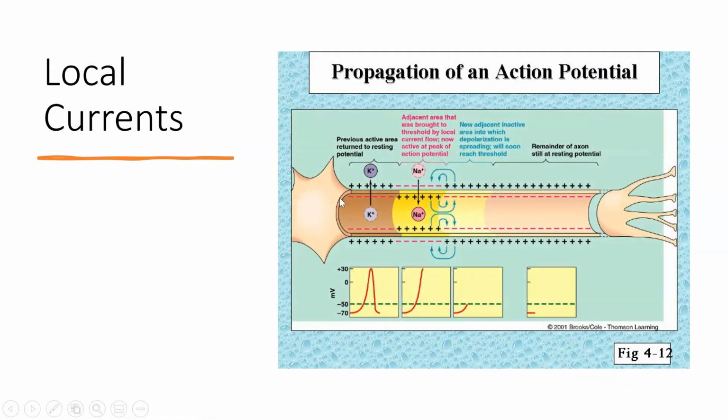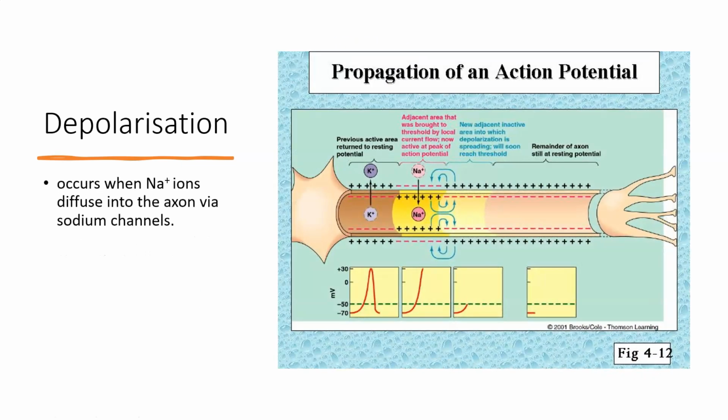All right, local currents. If you imagine in each neuron, so each axon, it's a local current that's occurring. So action potentials along an axon are due to the movement of these sodium ions, as we've said. That depolarization occurs when sodium ions diffuse into the axon via those sodium channels. So we've got that charge imbalance during the resting potential, and then as depolarization occurs, those sodium channels open and the sodium comes in.